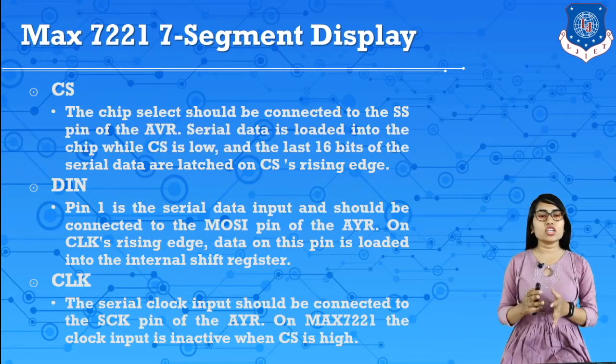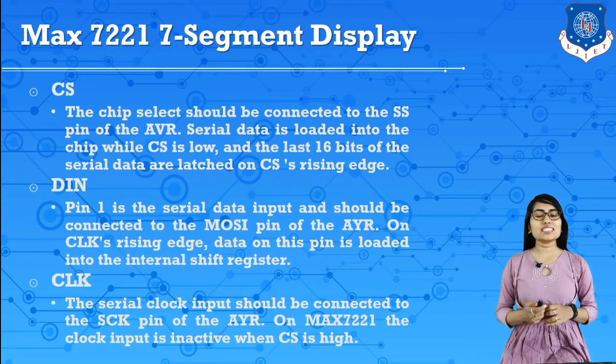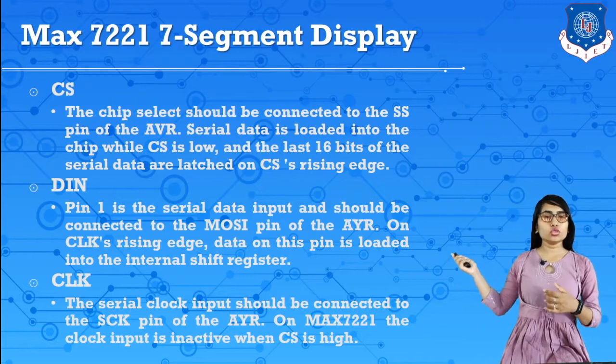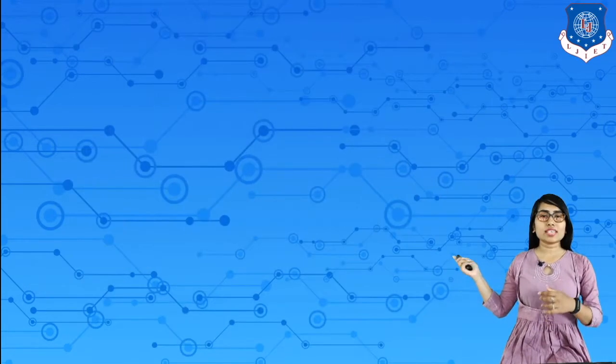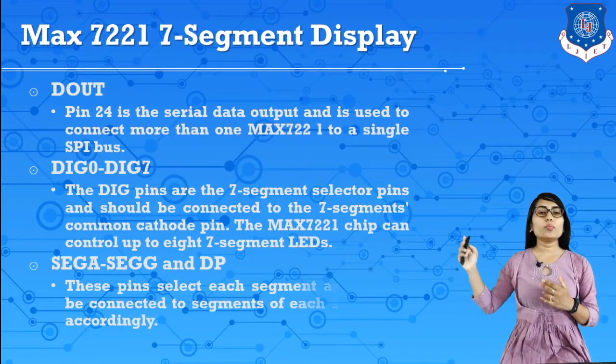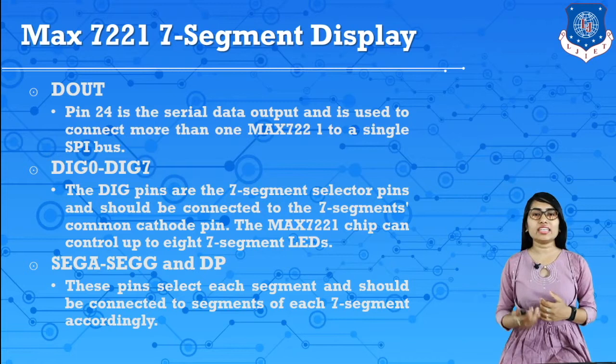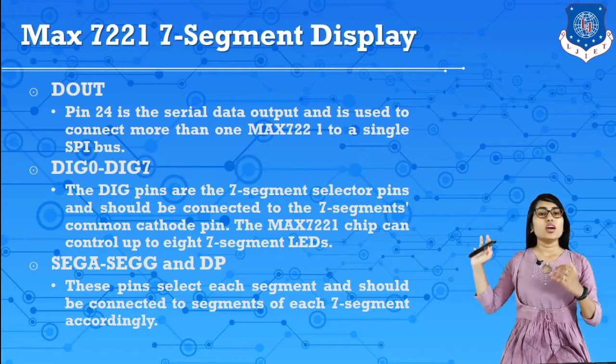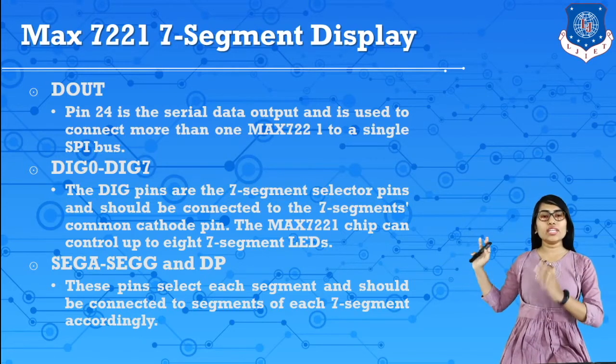Then next is the clock. The serial clock input should be connected to the SCK pin of the AVR. On the MAX7221, the clock input is inactive when CS is high. So this pin is used for the clock of the 7-segment LED display. Now another pin is DOUT. Pin 24 is the serial data out and is used to connect more than one MAX7221 to a single SPI bus. Then DIG 0 to DIG 7.